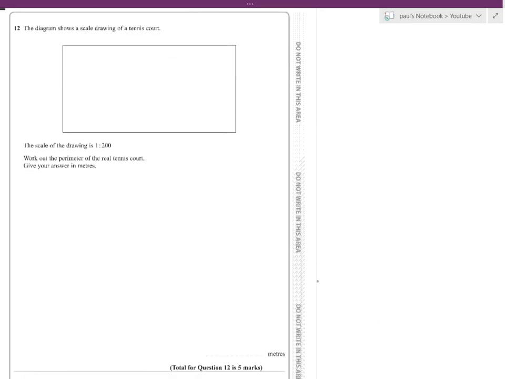Oh, we've got a diagram. A scale drawing of a tennis court. The scale drawing is 1 to 200. Work out the perimeter of the real tennis court. Give your answer in meters. Oh, so we'd have to measure this then, would we?